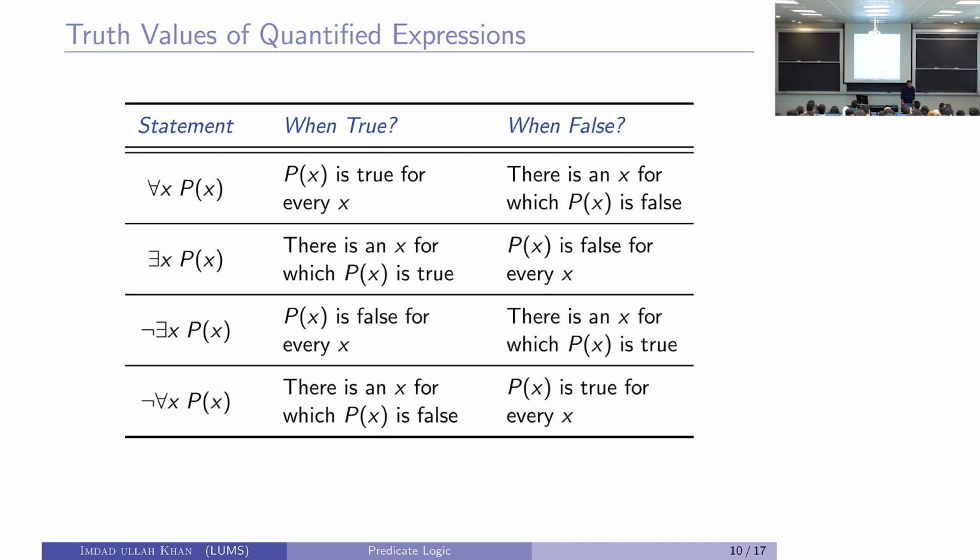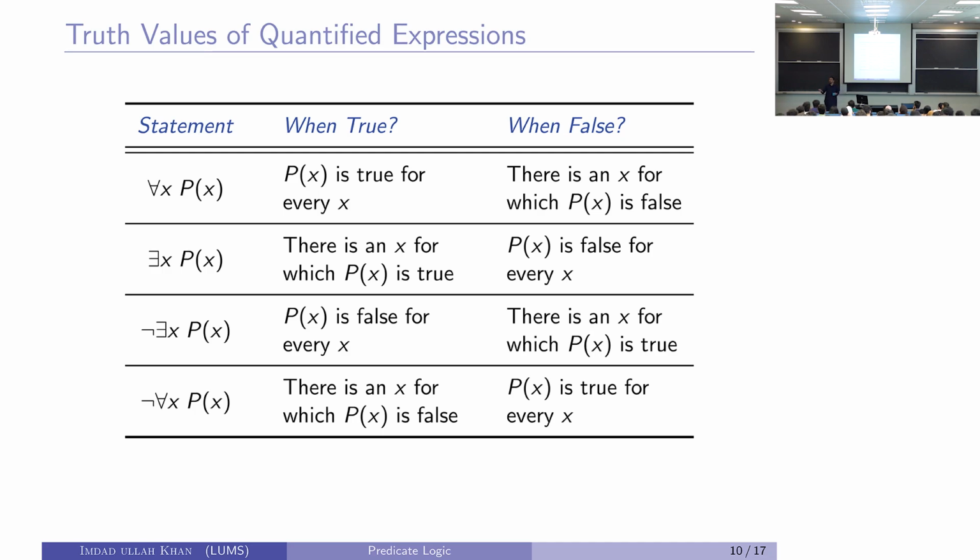When is "for all x, p of x" true? One by one, please tell me. Yes, you. When is "for all x, p of x" true? P of x is true for all values of x. When p of x is actually true for all possible values of x, or for all values of x within the universe of discourse, right?